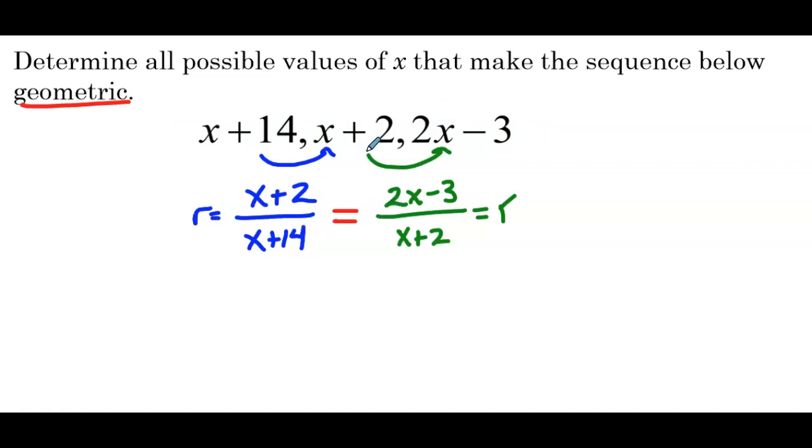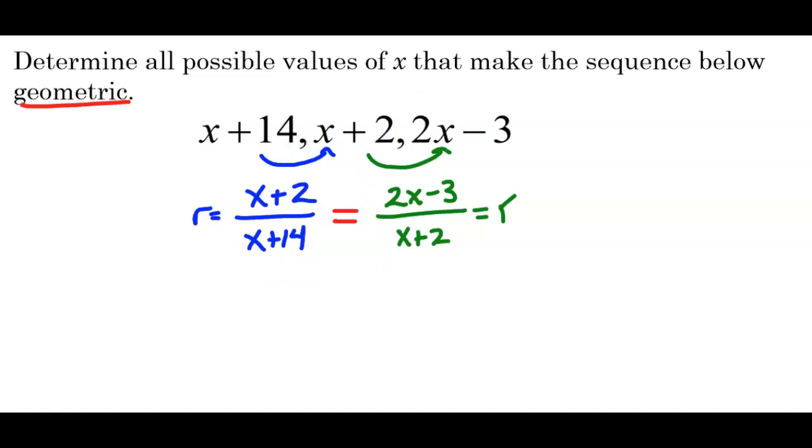So again, running through that quickly. Take x plus 2, divide it by the term before to figure out the common ratio between these two terms. Take 2x minus 3, divide it by the term before, find the common ratio for those two terms. If our sequence is geometric, that common ratio should be the same throughout the whole sequence. So those two things should be equal. Okay, now that we got this set up, now we solve.